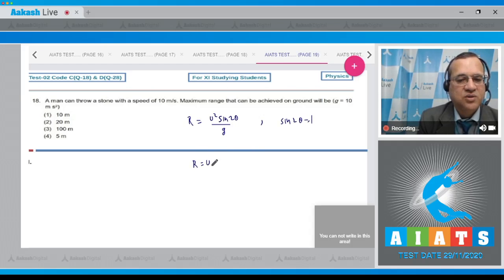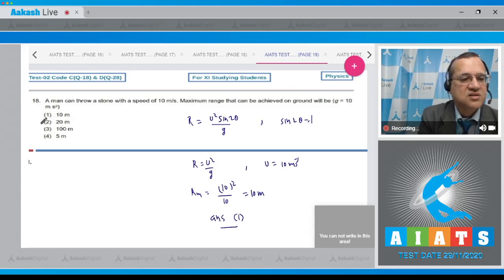So R is equal to u square by g. In our case, u is given as 10 meters per second. So the maximum range would be equal to 10 square divided by g, which is given as 10, so it is 10 meters. Look at the options. The first option is 10 meters. So this is the correct answer.